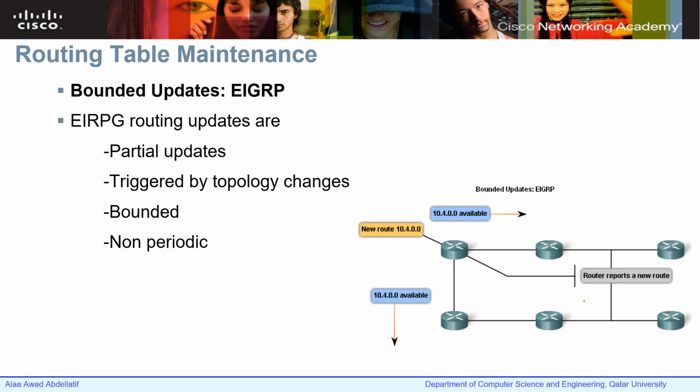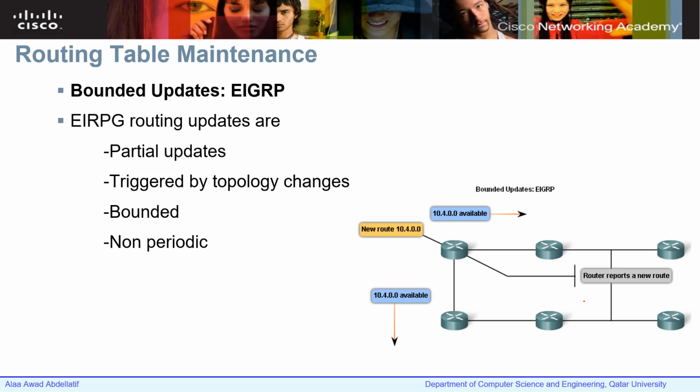This protocol made some enhancements in the routing updates by considering partial updates. So only part of the routing table will be sent in the routing updates. I will not send the full routing table like RIP version 1 or RIP version 2. I will send partial updates, the part of the routing table that has the new information. So it's partial updates or bounded updates. Bounded updates means limited updates. I will send only limited updates.